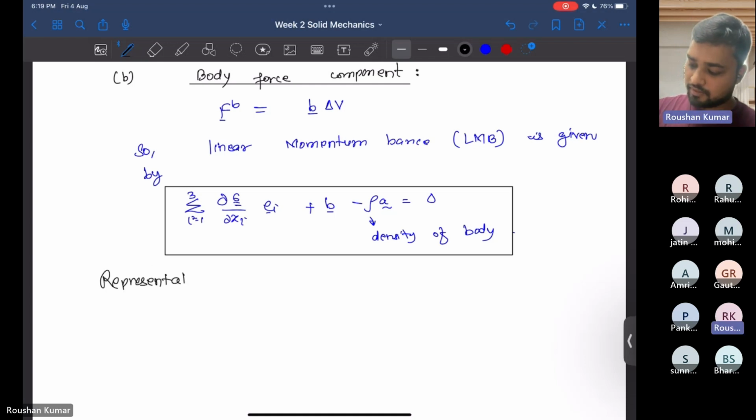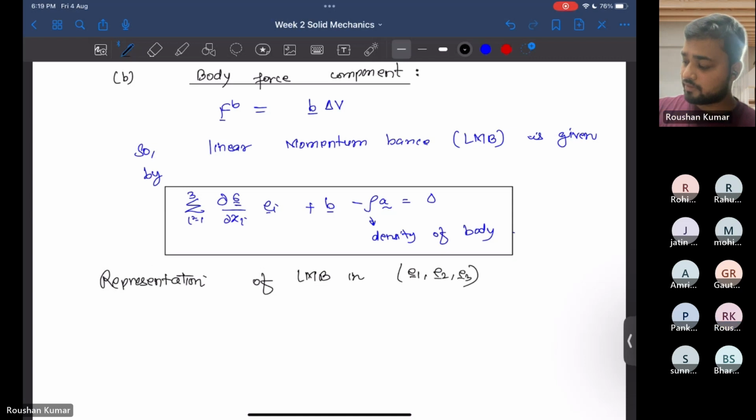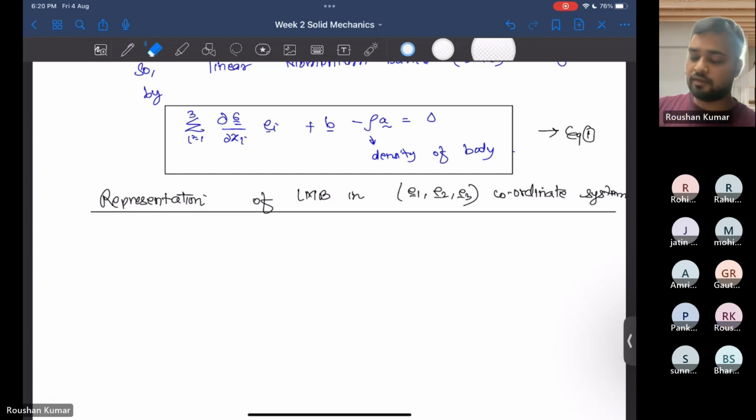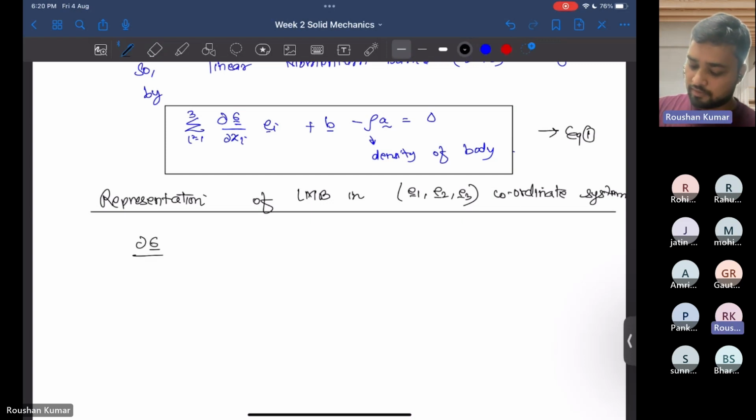the representation of LMB in the E1, E2, E3 coordinate system: I simply write its components. Suppose I say this is equation number 1. So I write each component of this LMB in the E1, E2, E3 coordinate system. It is given by del sigma 11 upon del x1 plus del tau 12 upon del x2 plus del tau 13 upon del x3 plus b1 equal to rho a1.